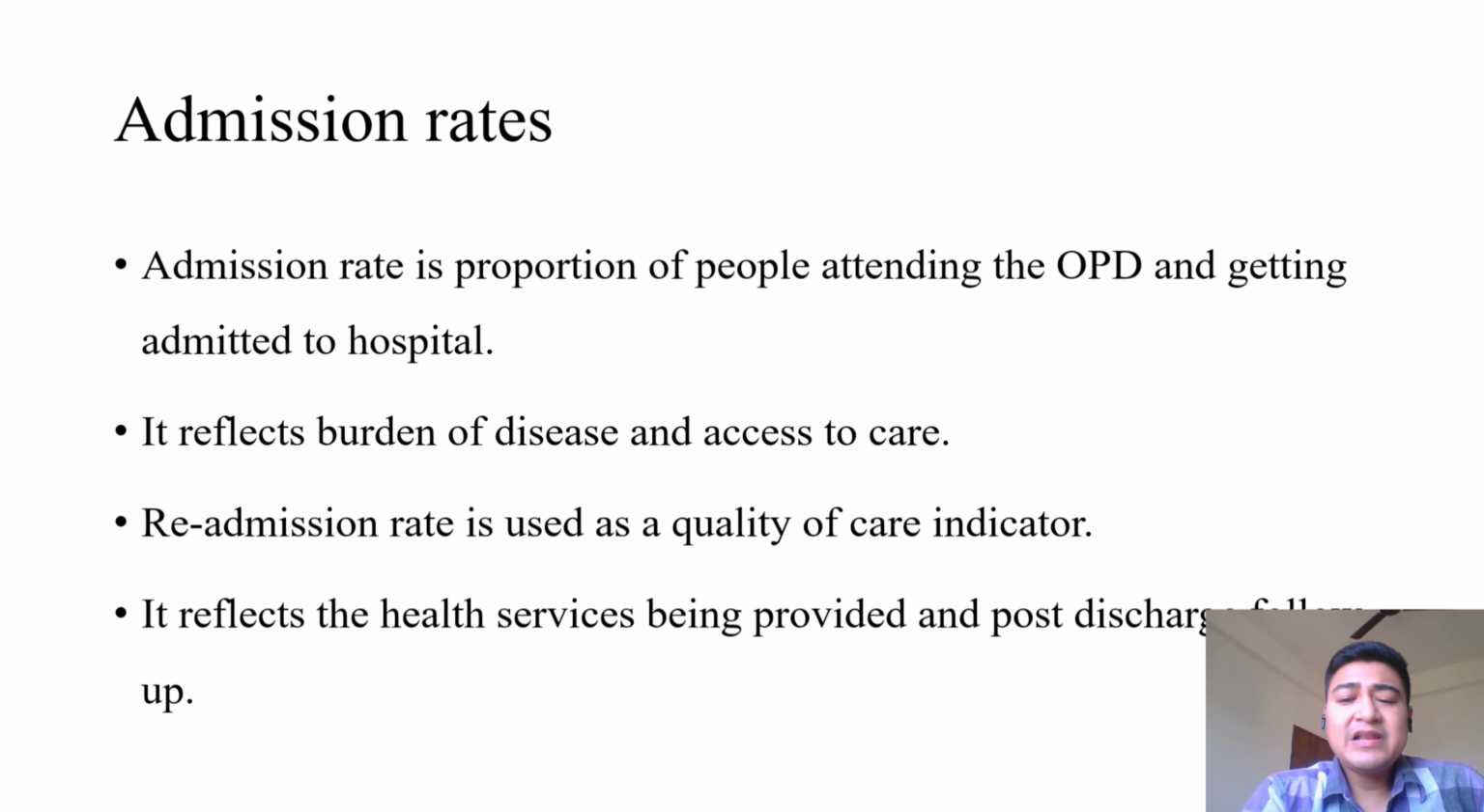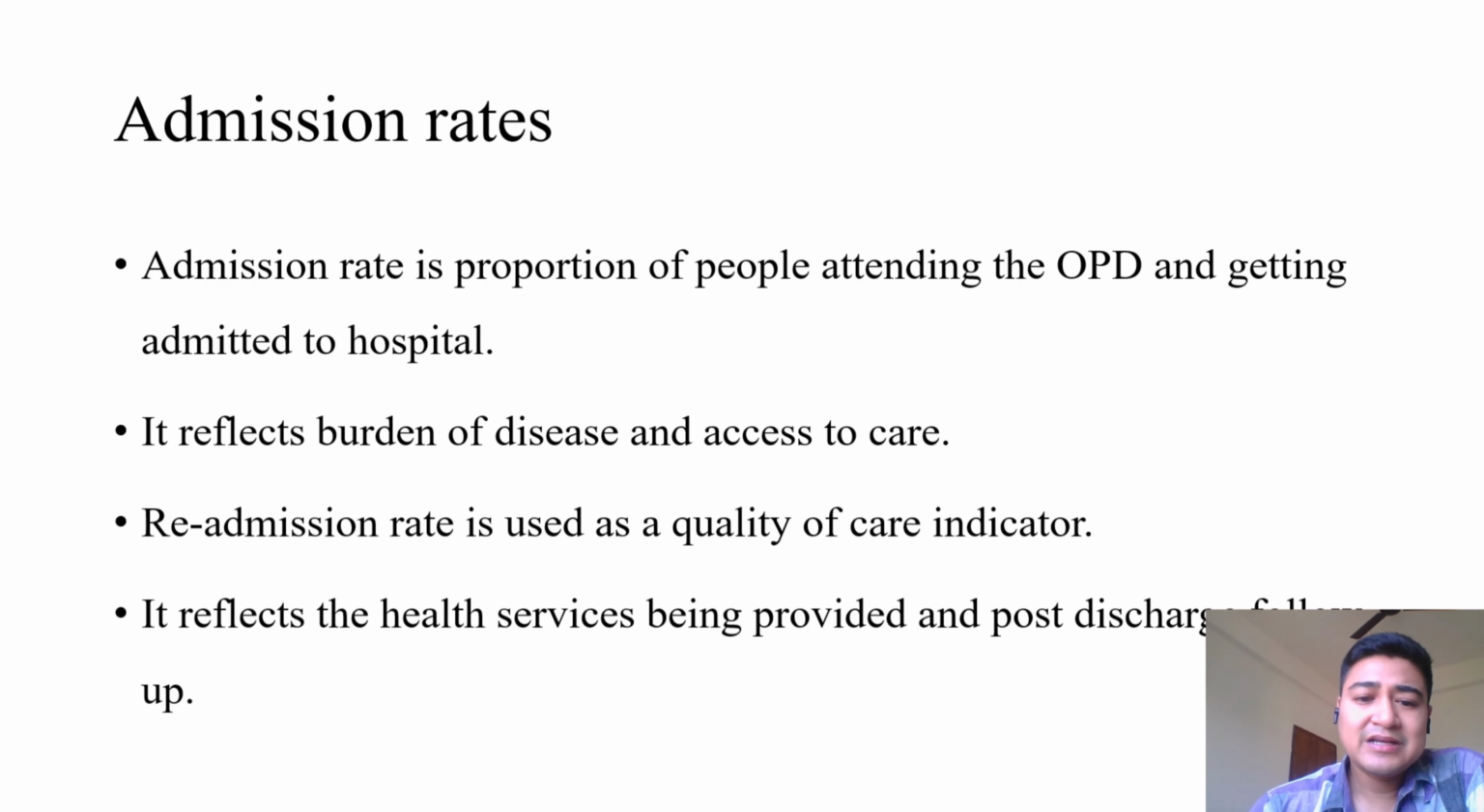Prevalence will give you the burden of a disease. Notification will give you how many cases are there in the community. But admission rate will give you how many cases are there in the community who are getting admitted. This will reflect the severity of the disease, the health seeking behavior of the community, and finally the true burden of a disease in the community.